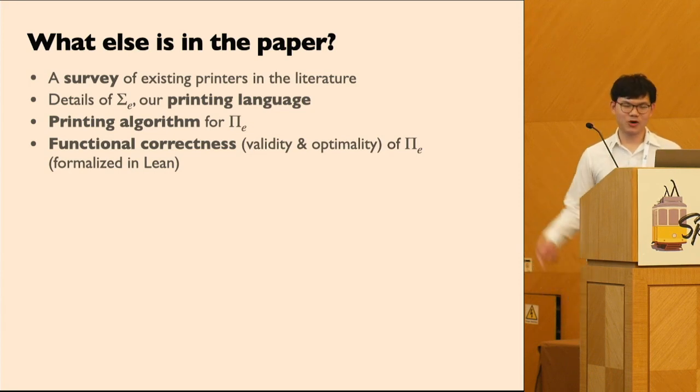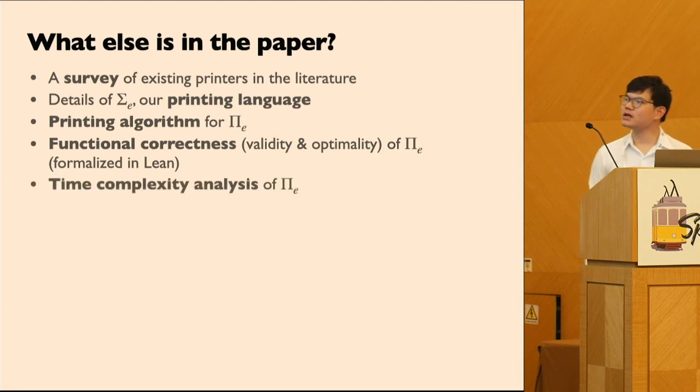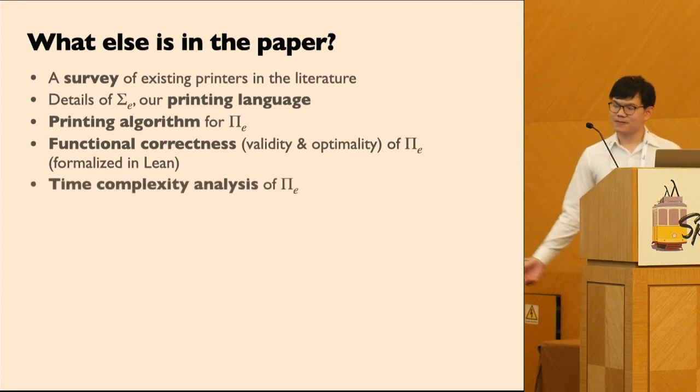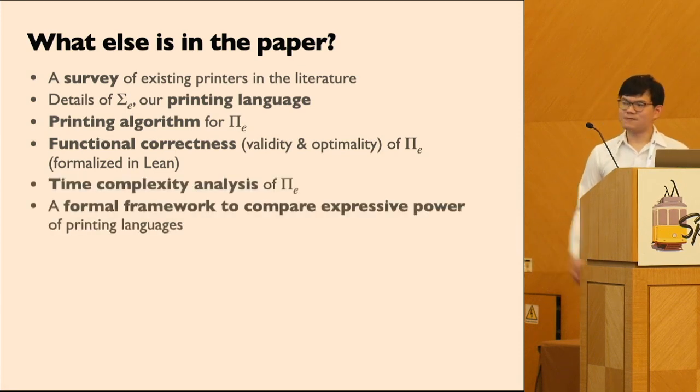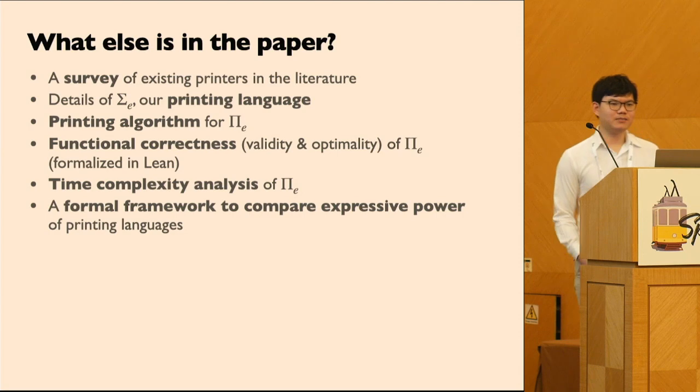What does it mean for our printer to be correct? That consists of two theorems, validity and optimality. And we prove this in the Lean theorem prover. We have a time complexity analysis of Πe. We have a formal framework to compare expressiveness power of printing languages. And this is going to tell what we mean precisely when I talk about expressive features or expressive layouts, and what it means for a printing language to be more expressive than another.